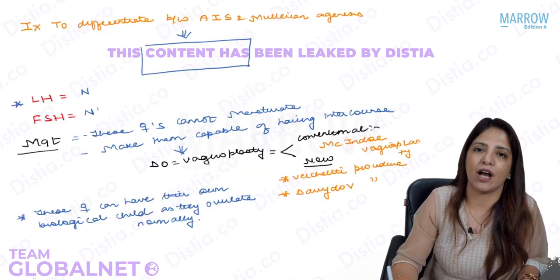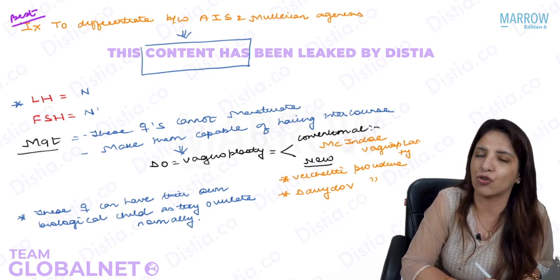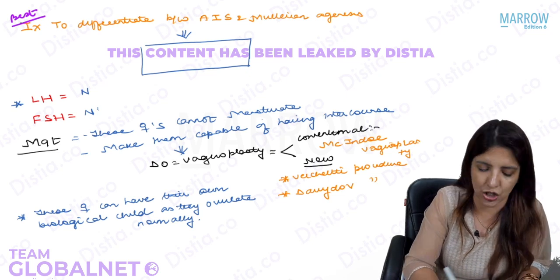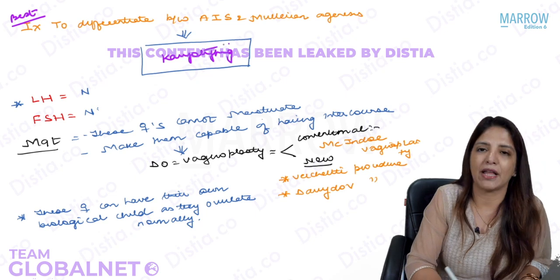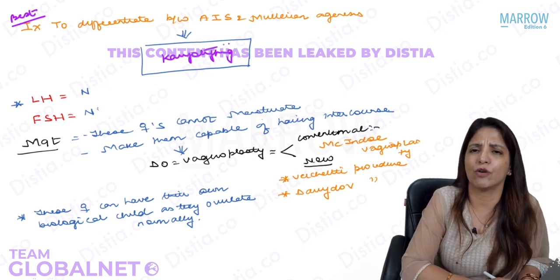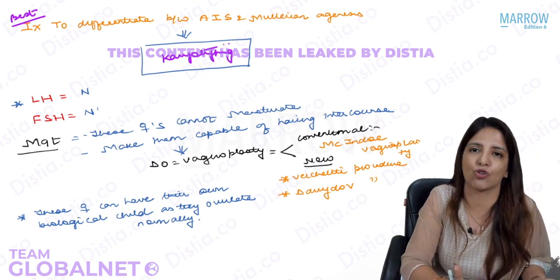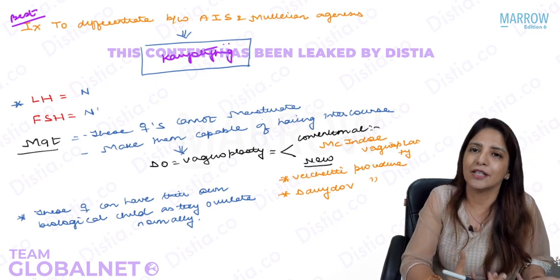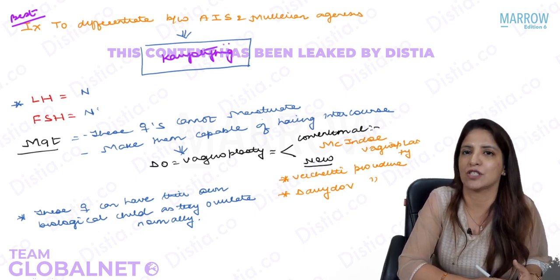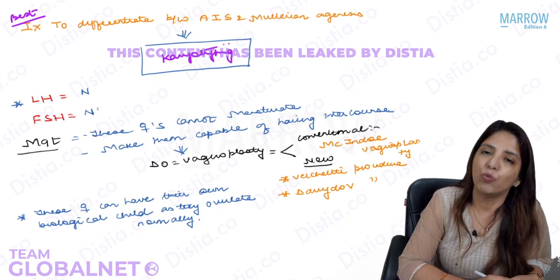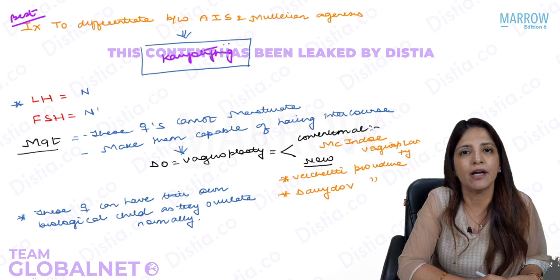Apart from this, if I ask you what is the best investigation to differentiate between androgen insensitivity syndrome and Mullerian agenesis, it is karyotyping. Apart from that, if I ask you what happens to the levels of LH and FSH in Mullerian agenesis, you will say in Mullerian agenesis, everything is normal. She's ovulating normally. Her estrogen is normal. Her progesterone is normal. Everything is normal. So her LH and FSH levels will be normal. Whereas in androgen insensitivity syndrome, we saw that the LH levels were high.